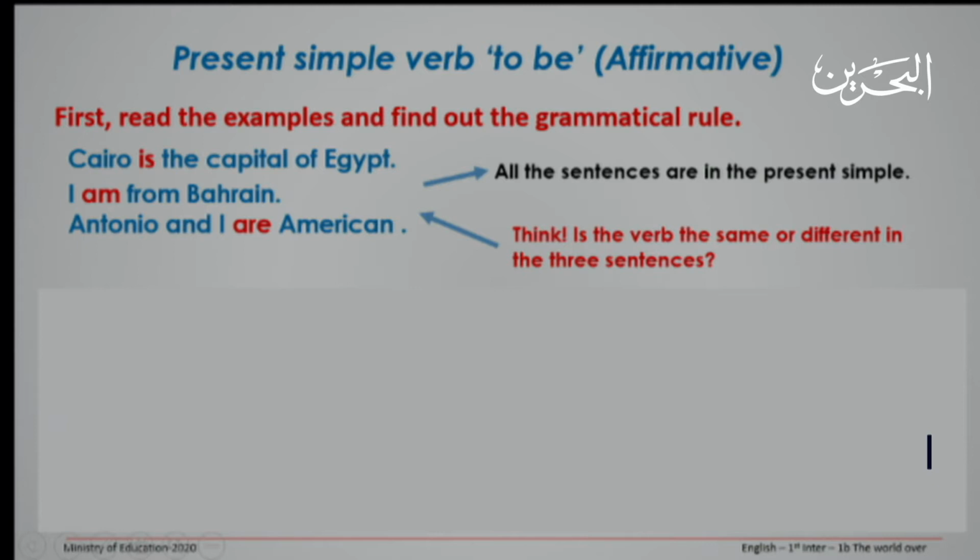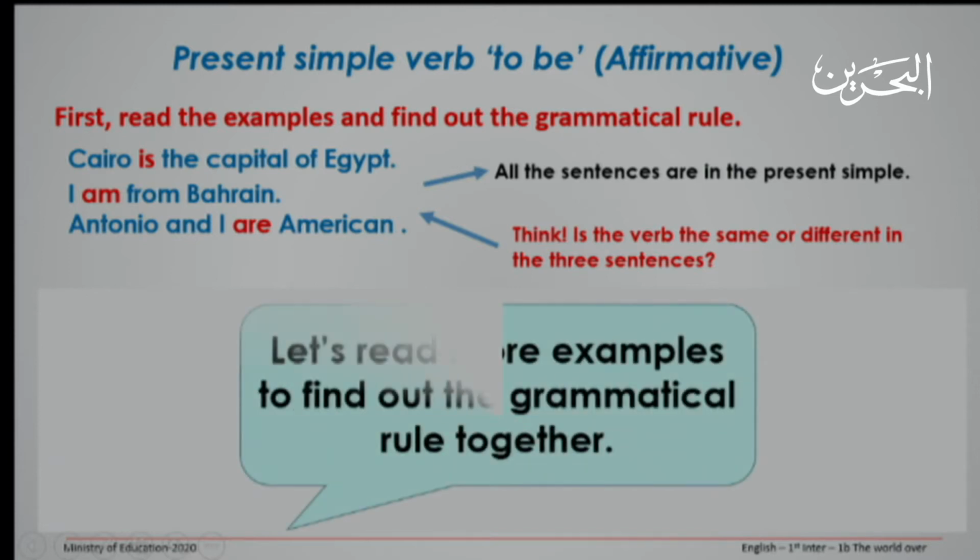Are they the same or are they different? Yeah, so they are different. You have is, am, and are, but they're all in the present simple. So when do you use all of them? Let's check other examples to find the grammatical rule together.